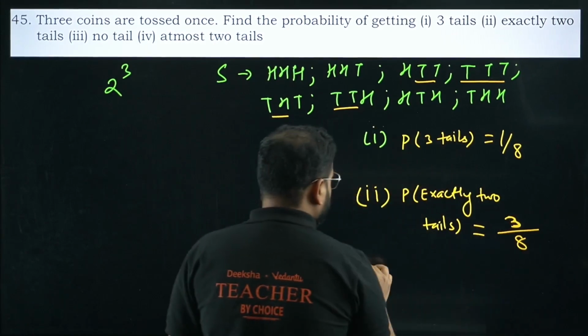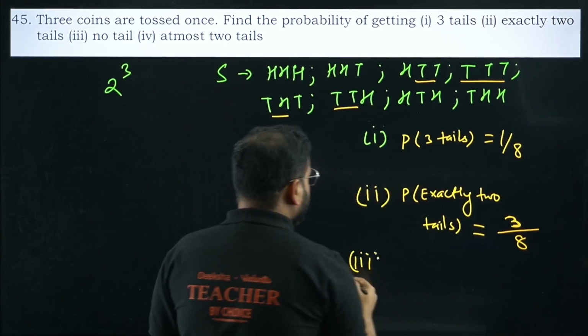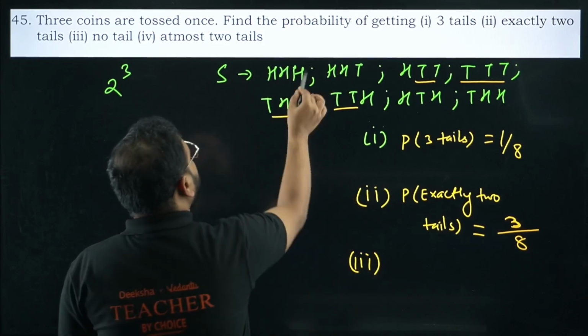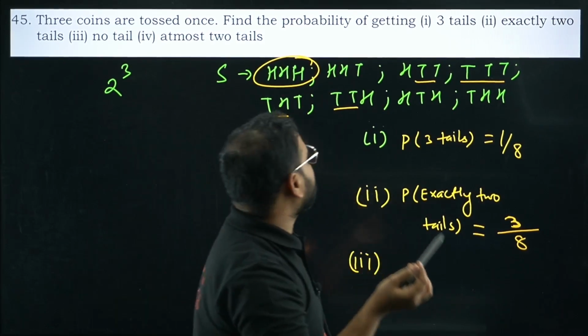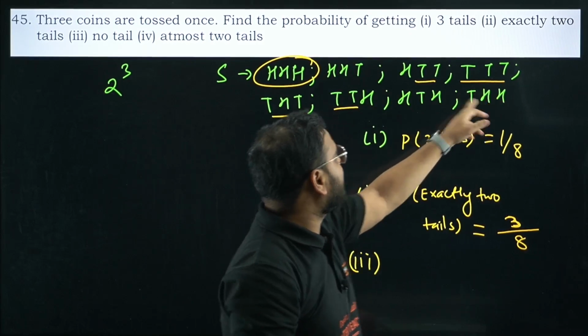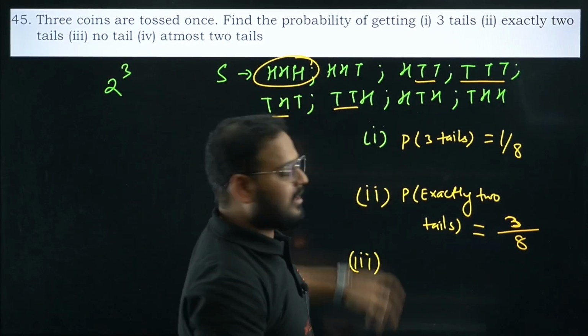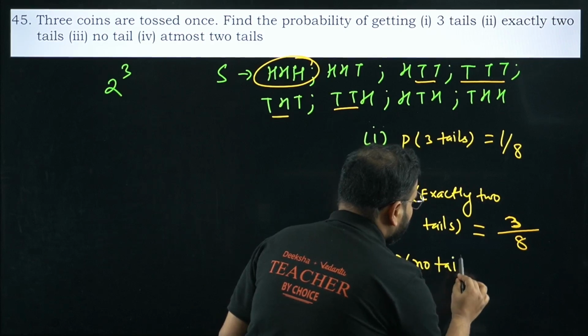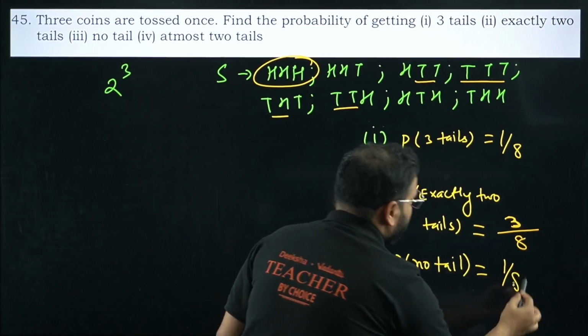3 out of 8. Next, sir, we have the third part. How much is this? The third part is no tail. No tail means, sir, only one: all head. Where is no tail? Here there is a tail, a tail, a tail. Only this has no tail, right? So the probability of getting no tail, or all head, same thing, is 1 by 8.